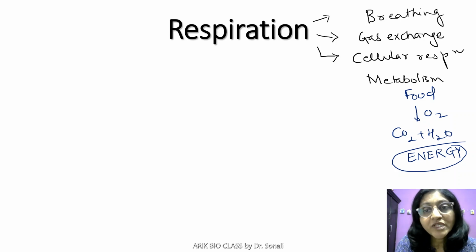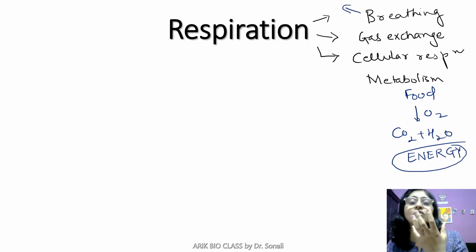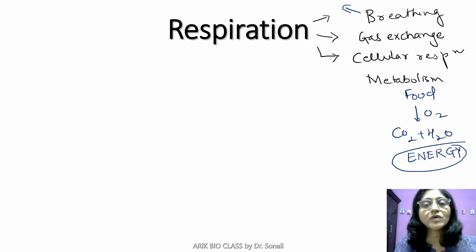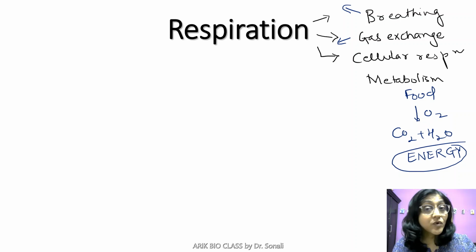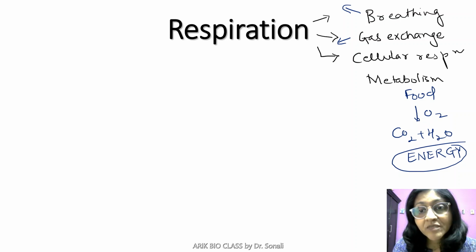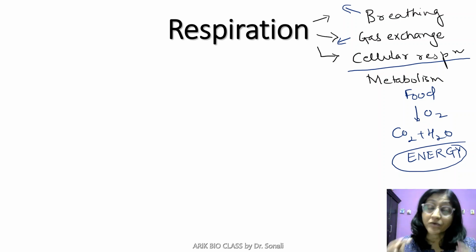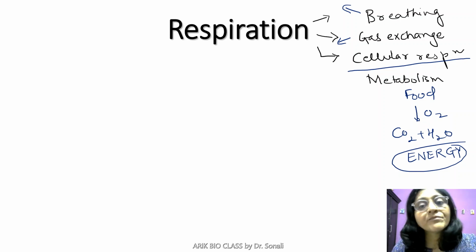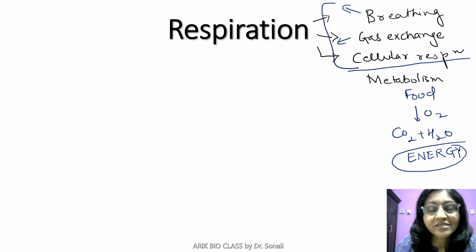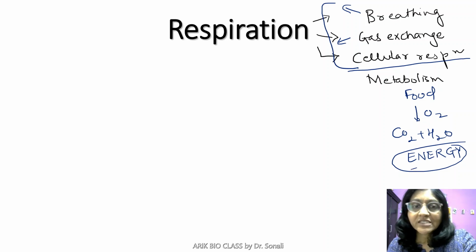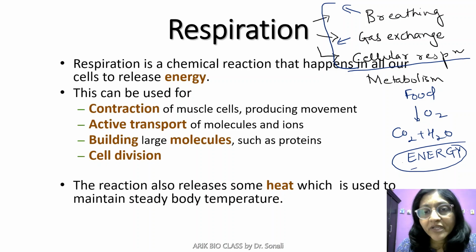Where does it occur? Breathing occurs on the outside, that means nose and mouth, so it can be considered as external respiration. Gas exchange occurs inside your body between the lungs and the bloodstream. It is considered as internal respiration. And the third part is metabolism, which occurs at each and every cell of your body, of your organs. So that is called cellular respiration. So this we can consider as respiration, and now we want to correlate it with the energy we are talking about.